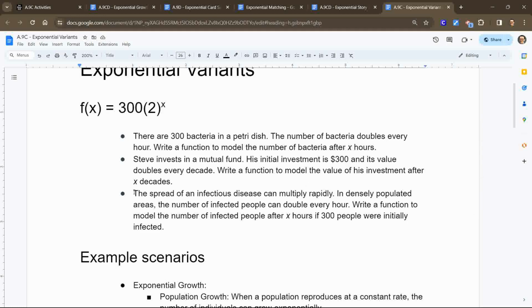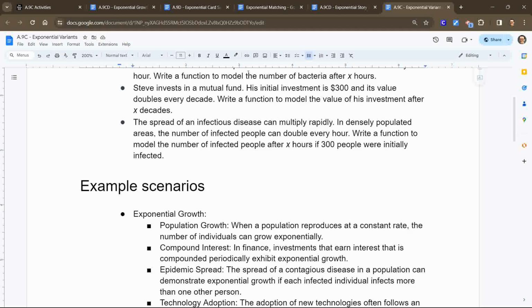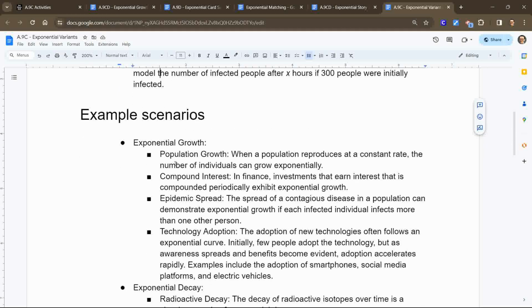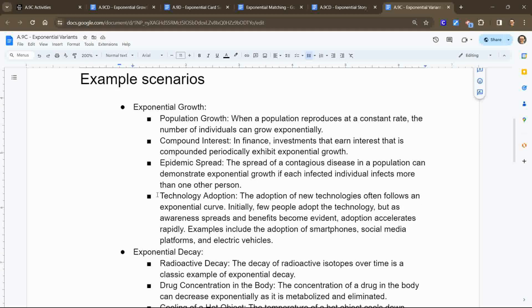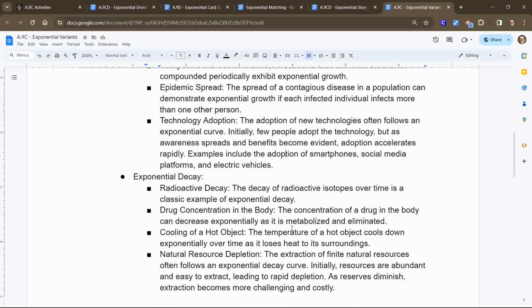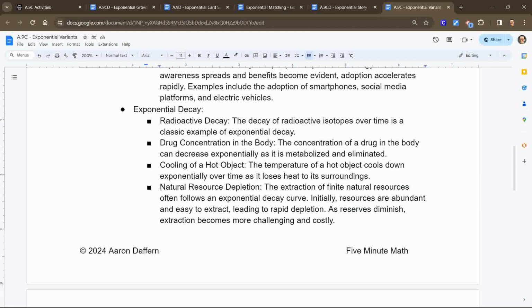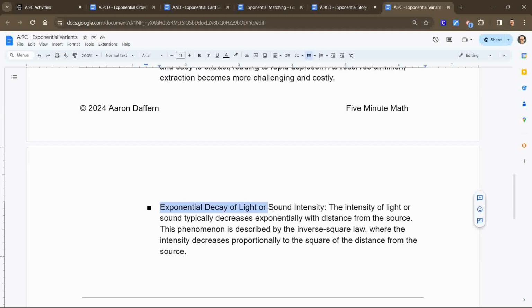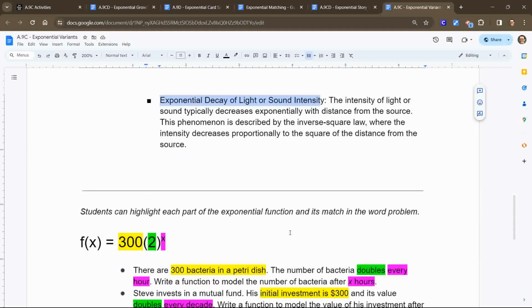We're going to say the same thing here for the spread of an infectious disease. So I'm giving you the function. I need you to write 3 different problem situations. And I've got some example scenarios, the same ones from before. I found another one here for technology adoption. Same with exponential decay. I actually found additional ones besides those initial 3 I gave you: natural resource depletion, and also exponential decay of light or sound intensity.